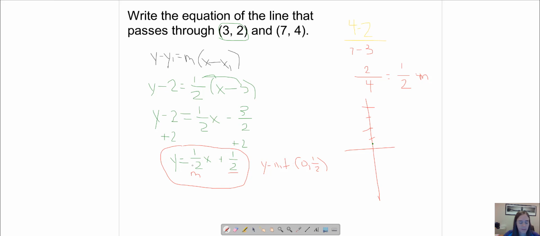And then my slope is 1/2, so I'd go up 1 and to the right 2. And then that would be my line. That's all there is to it. Now I'm going to make another video showing you standard form, but this one I think is the most useful.